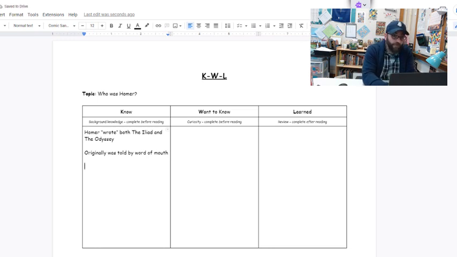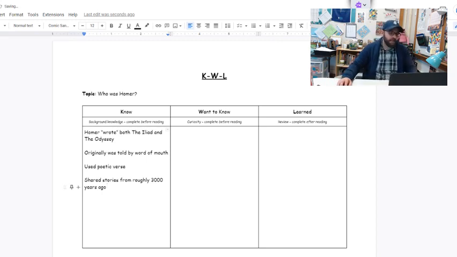We're going to read today that part of why it's in poetic verse, which we've talked about, which I'm actually going to add that too to what I know about Homer, used poetic verse. That was because it was from the oral tradition, storytelling tradition. It was word of mouth. People had to memorize what they were going to share. So it being in poetic verse was a bit easier. Okay, used poetic verse, and I'm going to say instead of wrote stories, shared stories from roughly 3,000 years ago. Okay, that's about it. That's the extent of knowledge.